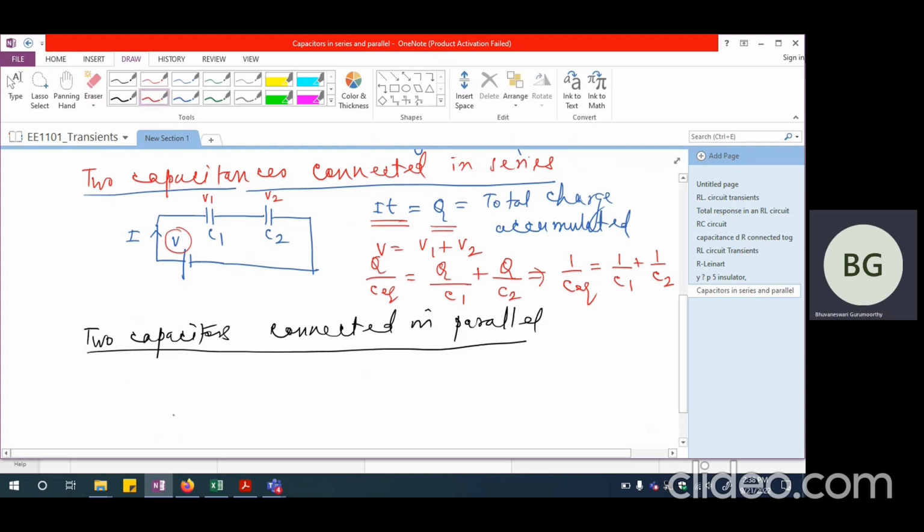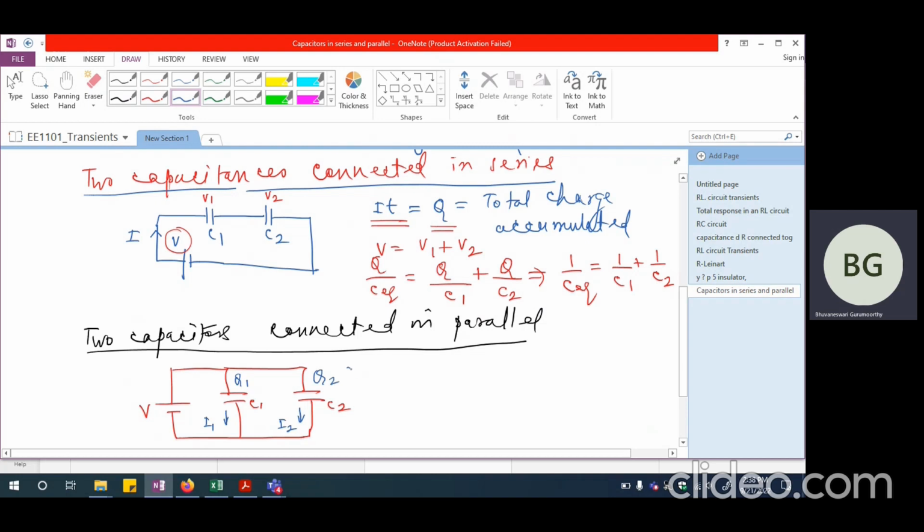So I'm going to have one voltage source here and one capacitor connected in parallel like this, and one more capacitor again connected in parallel like this. Okay, now I'm going to have this as C1 and this as C2, and this is the voltage V, and I'm going to have I1 flowing through this and I2 flowing through this. So Q1 is going to be the accumulated charge here, and Q2 is going to be the accumulated charge here.